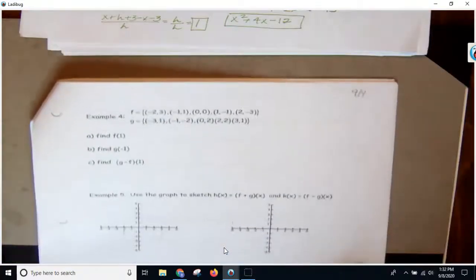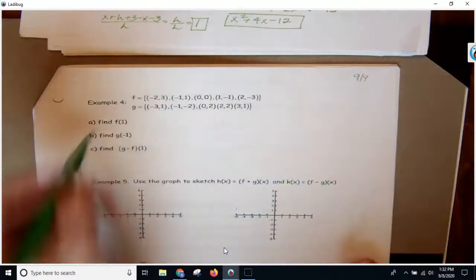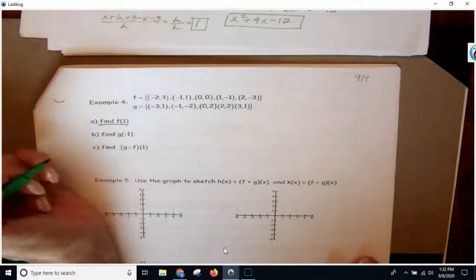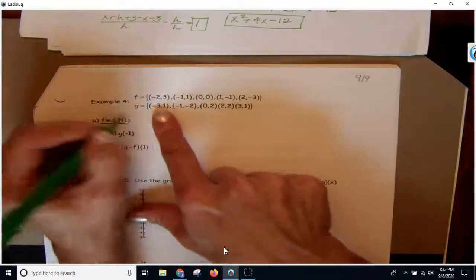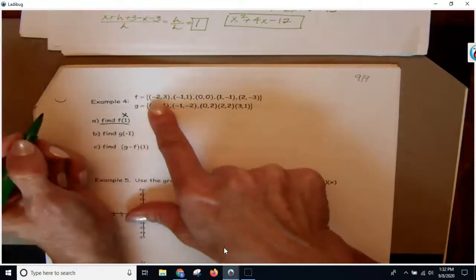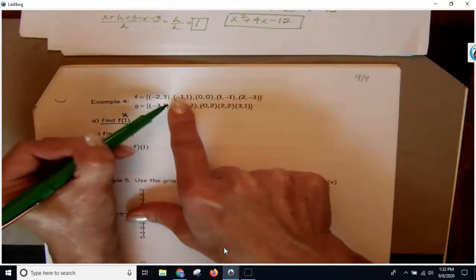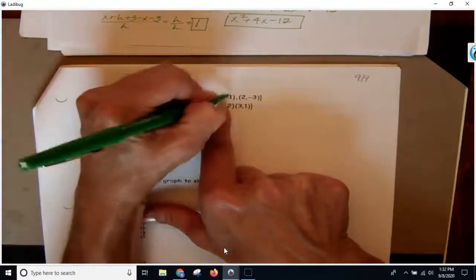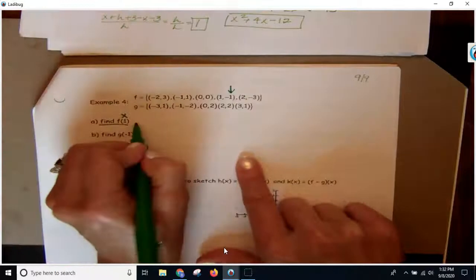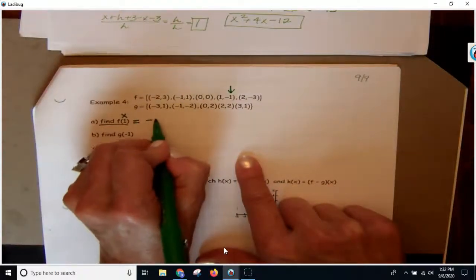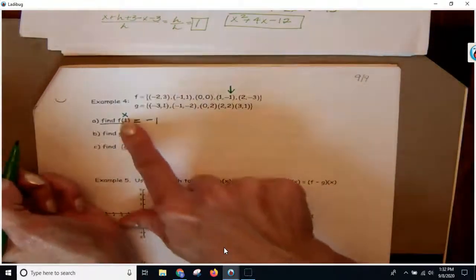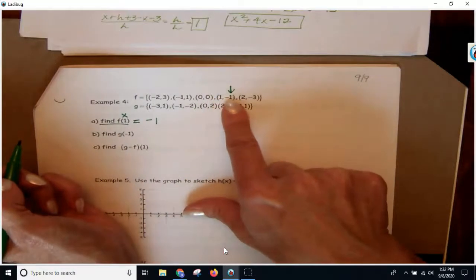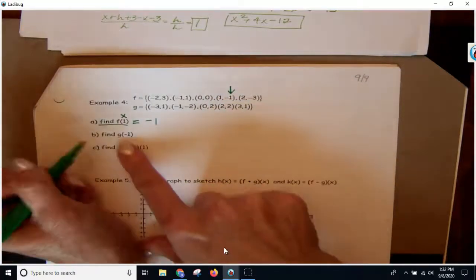And moving on to the very last one, we're not going to do example 5, so this is the last one. Keep in mind when you're doing f of 1, all you're doing is finding where x is 1. Well, x is negative 2 there, x is negative 1 here, x is 0 here, x is 1 here. So f of 1 equals negative 1. When x is 1, y is negative 1. It's that easy. Don't overthink these.